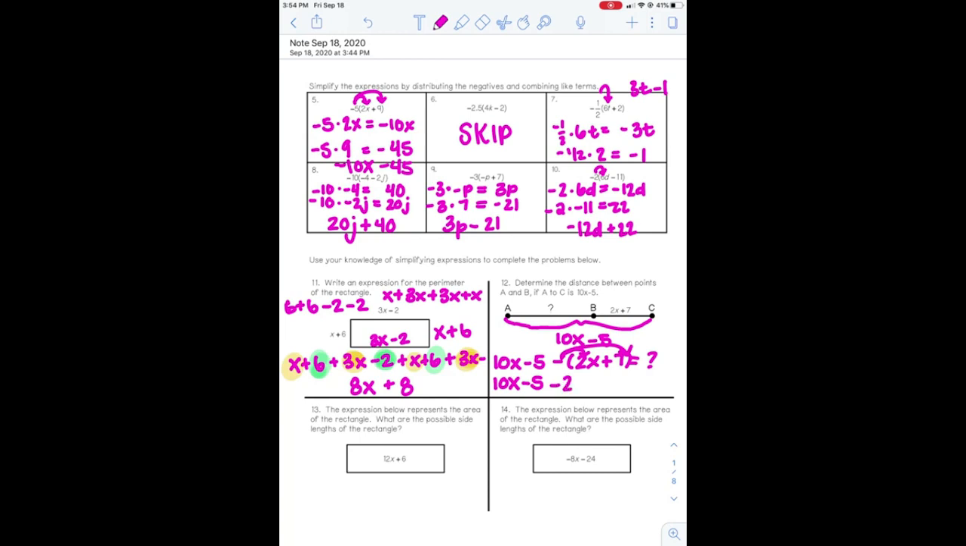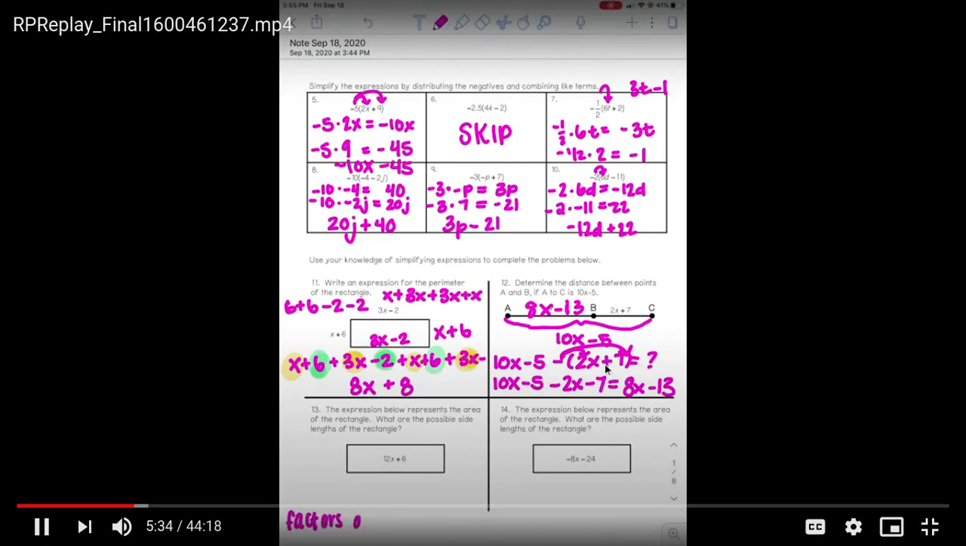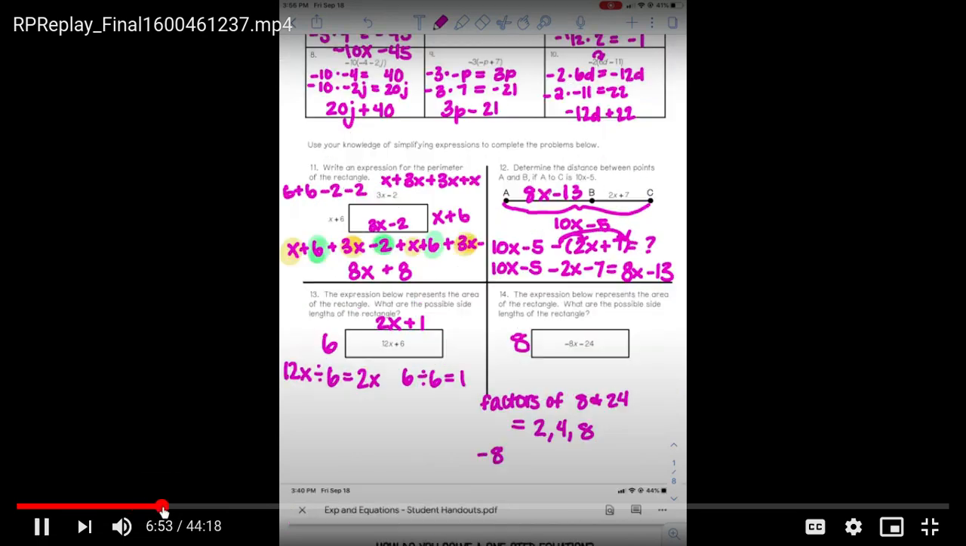minus 2x minus 7, which is going to give me 8x minus 15, or 13, sorry, which actually shouldn't even be 13, should be 12. I did that math wrong. It should be 8x minus 12. That's my bad. I can't add. But yeah, so basically I added this negative 5 and this negative 7. I should have got negative 12, not negative 13. Sorry about that.